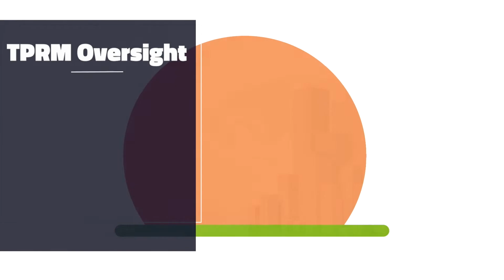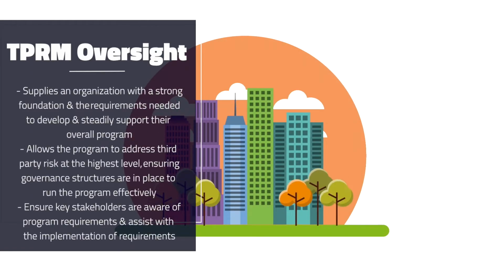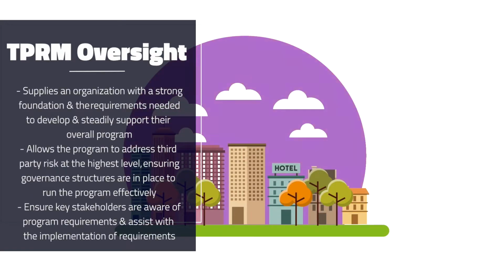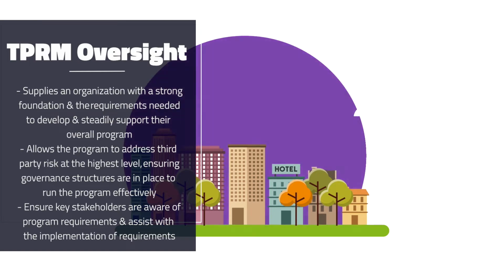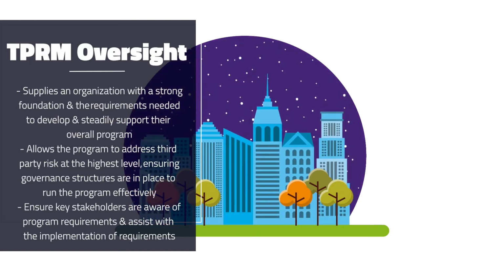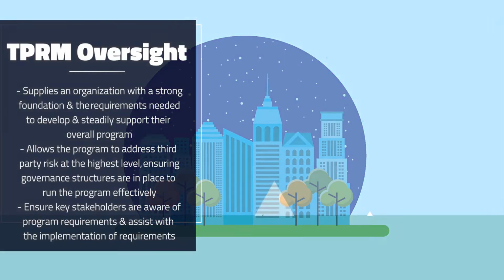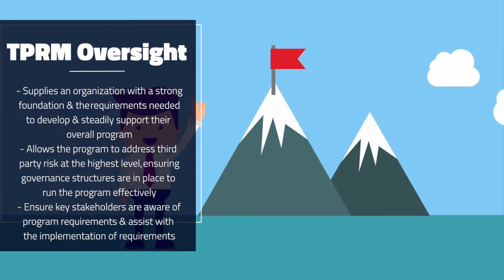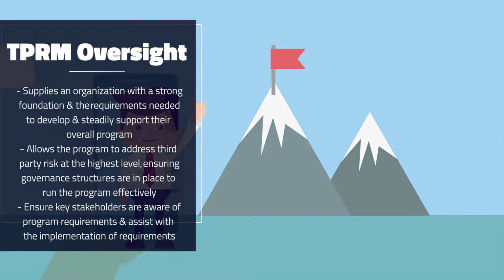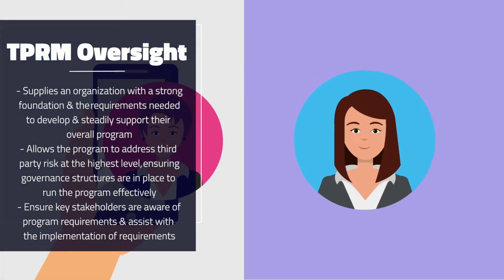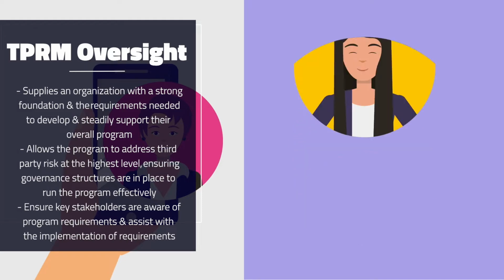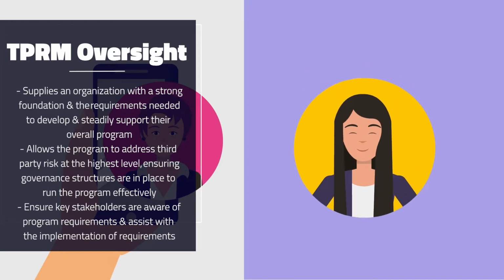TPRM Oversight supplies an organization with a strong foundation and the requirements needed to develop and steadily support their overall TPRM program. This allows the program to address third-party risk at the highest level, while also ensuring governance structures are in place to run the program effectively. TPRM Oversight will also ensure key stakeholders are aware of program requirements and assist with the implementation of said requirements.